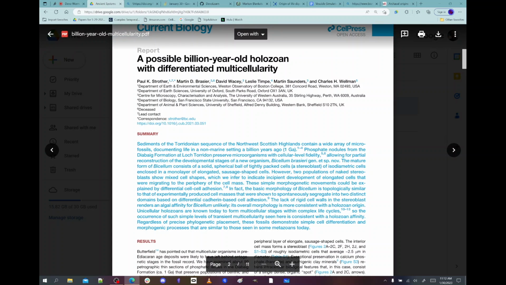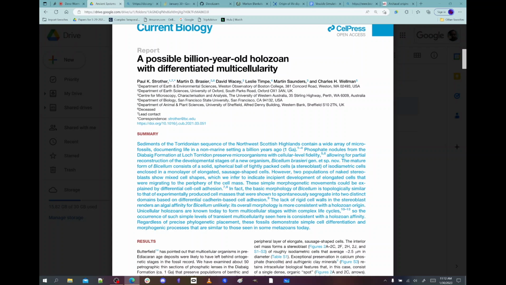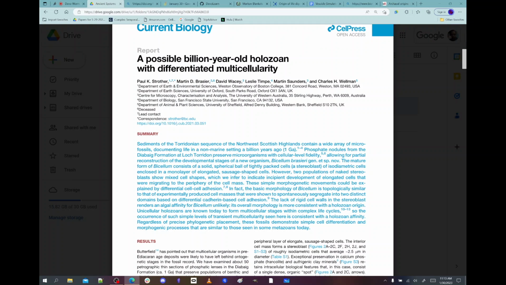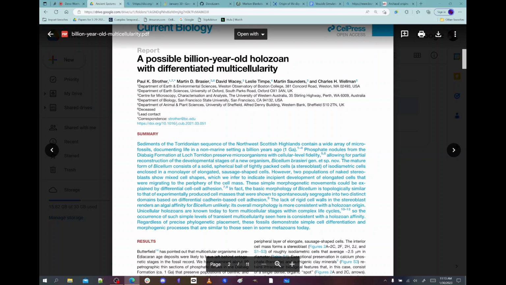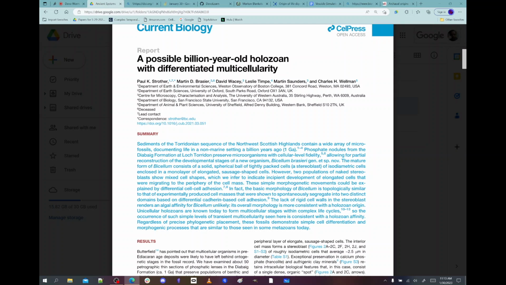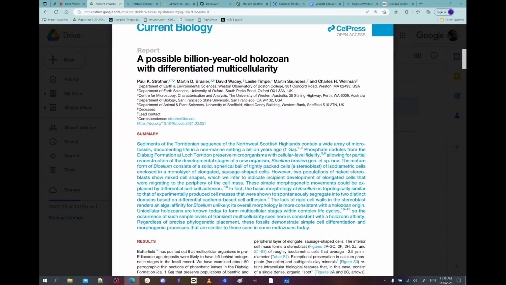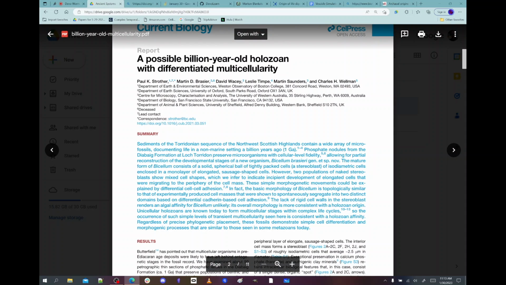Phosphate nodules from the Diabaig Formation at Loch Torridon preserve microorganisms with cellular level fidelity. So this is a very nice preservation at the cellular level. So they're able to reconstruct developmental stages of this organism, Bicellum brachyeri. The mature form of Bicellum consists of a solid spherical ball of tightly packed cells, a stereoblast. It's what we call a stereoblast when we look under the microscope, of isodiametric cells enclosed in a monolayer of elongated sausage-shaped cells.